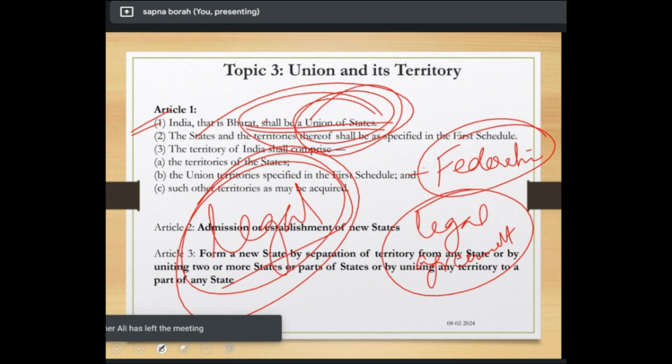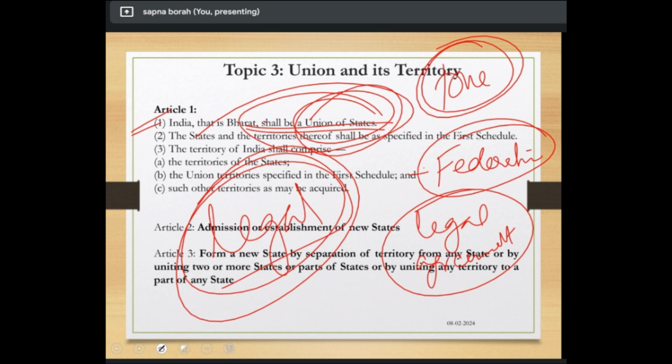First point. But in case of the US, which is a true federation, which is actually a federation, there are 50 states, and each of those 50 states has a legal agreement with the union. You can remember the word agreement. Please remember these keywords, okay?